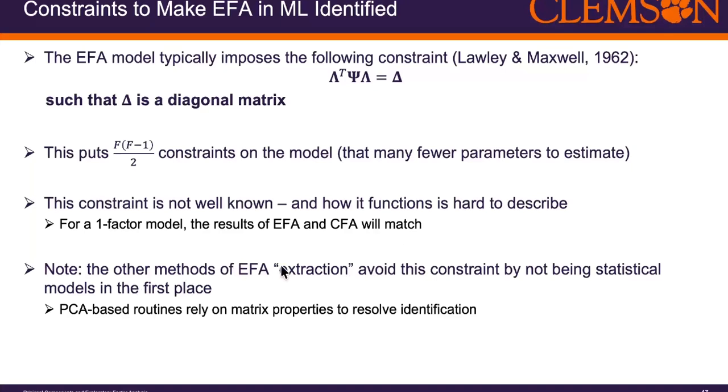The other methods of exploratory factor analysis extraction avoid this because they're not statistical models in the first place. We're using matrix properties to resolve this. So here's the thing. Those methods aren't really factor analysis. They are approximations to factor analysis at best. Whereas the methods in maximum likelihood do take a factor analysis model but require constraints. So in my logic, therefore, exploratory factor analysis with this constraint right here, I wouldn't call it crazy, it's well thought out, but it's a difficult to describe constraint. That thing is much more difficult to understand than a regular confirmatory factor analysis.